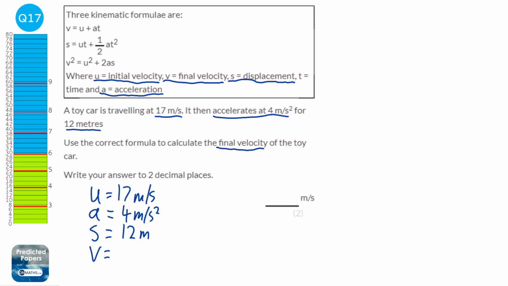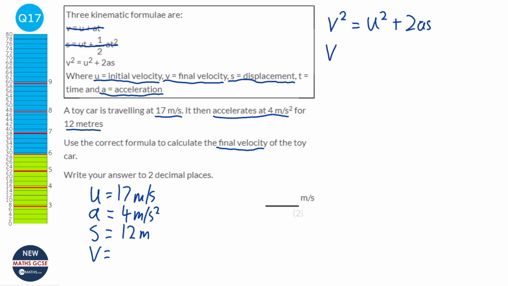Now the final velocity is shown with a V, so that's what we're looking for. So we're going to find out which of the formulas we're going to use. Notice we're not given the time, so all the formulas with t in them are not going to be useful. So it's going to be the last formula, v squared equals u squared plus 2as. Okay, let's fill in what we know.